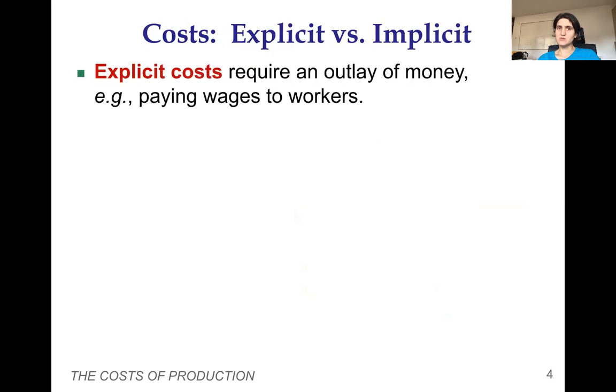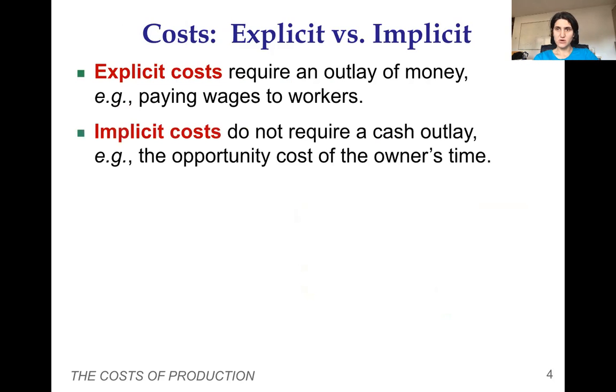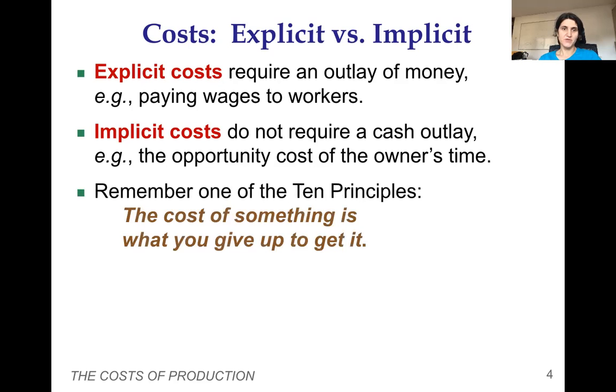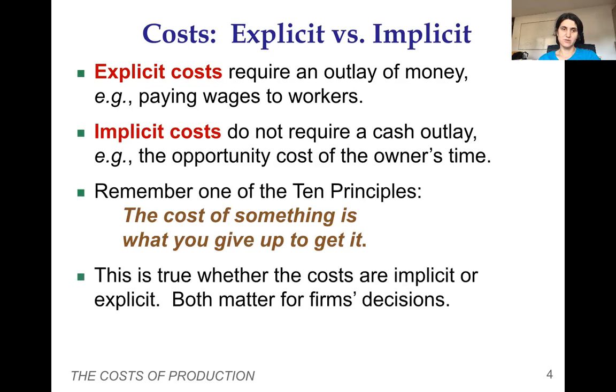Explicit costs require an outlay of money, like paying wages to workers. These are the costs that you can see. Implicit costs do not require a cash outlay, but are, for instance, the opportunity cost of the owner's time. These are included in cost too. Remember one of the 10 principles that we did at the beginning of this course: the cost of something is what you give up to get it. The opportunity cost is the cost of the second best alternative that you forgo. This is true whether the costs are implicit or explicit; both matter for the firm's decision.